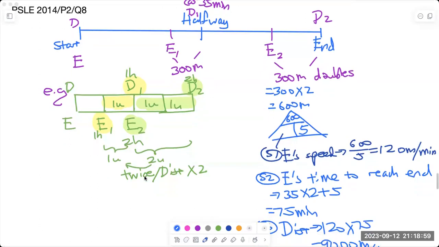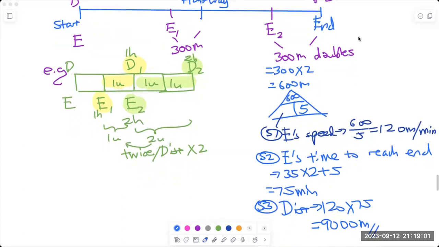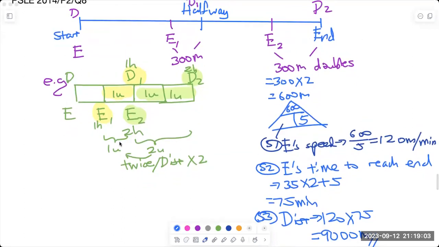So moving on, we know that there's a story here. So we can draw a triangle, DST triangle. And here we have time 5 minutes because it's given, 300 times 2 because it doubles. So the empty space tells us that we have to solve for E's speed. And once you have the speed, which is 600 divided by 5, that gets you 120 meters per minute.